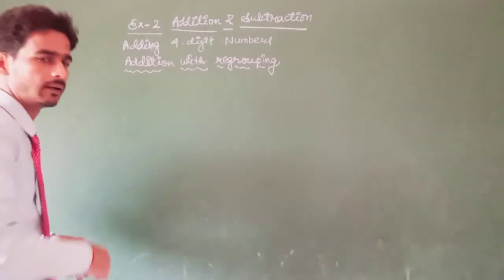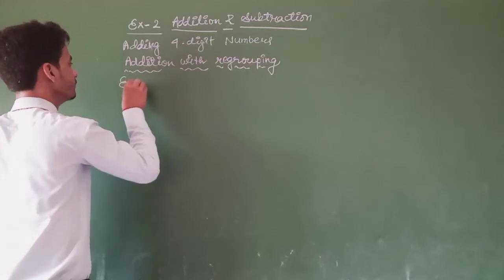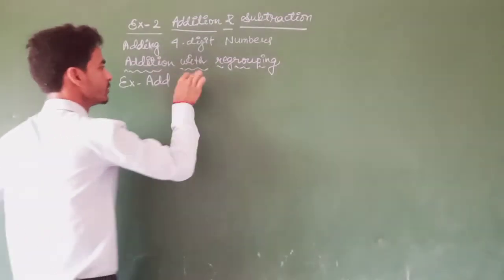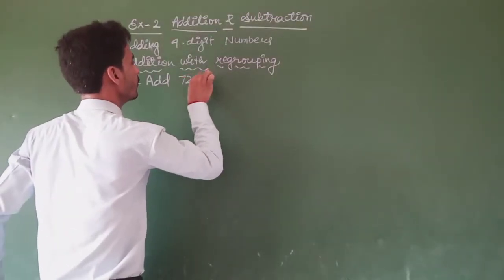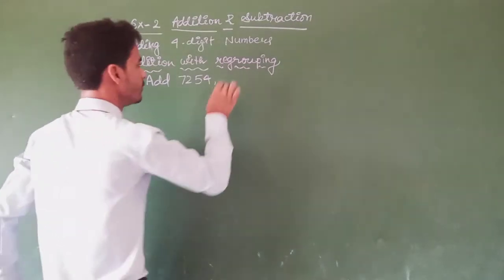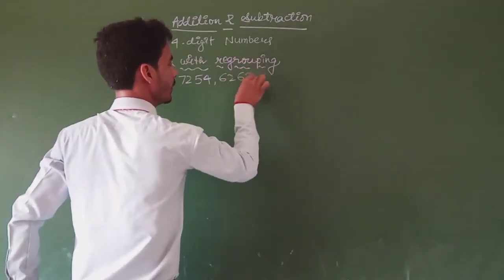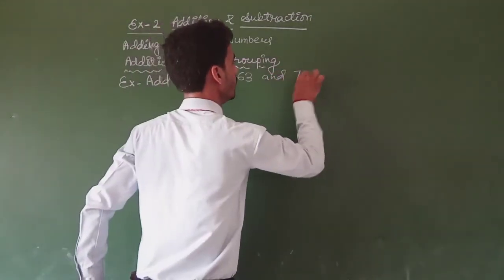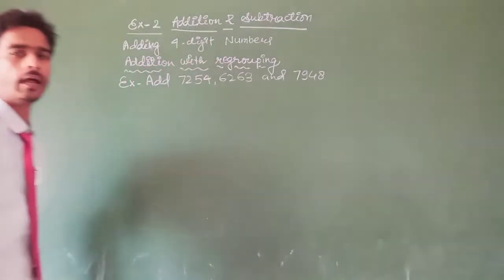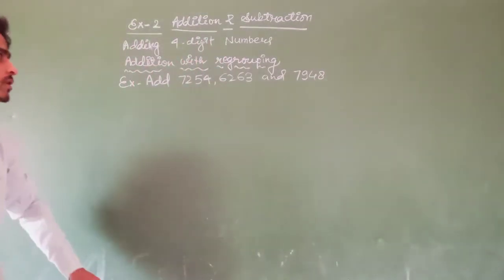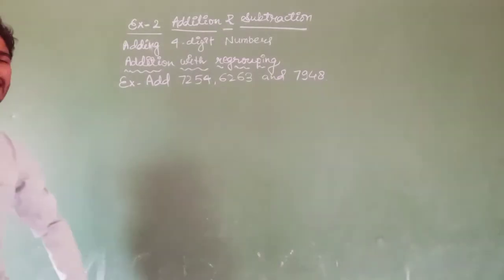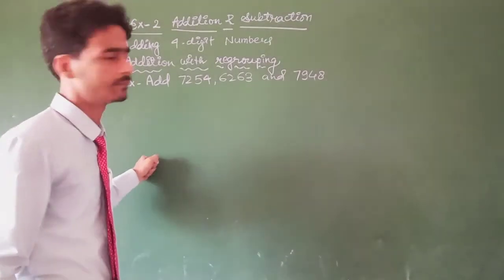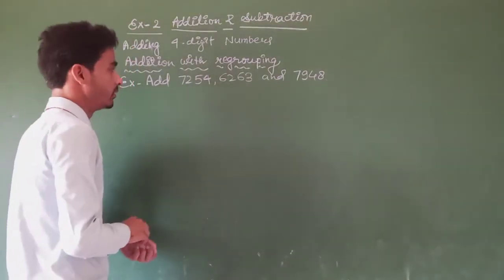Add 4,000, 7,254, 6,263, and 7,948. Add 7,254, 6,263, and 7,948. In step first, add the ones. Firstly, we have to write these numbers in columns.